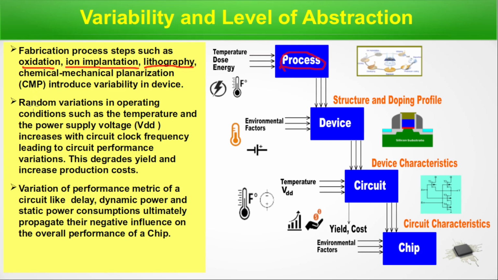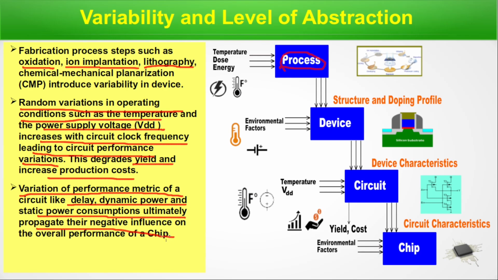Now, random variation in operating conditions such as temperature and the power supply voltage VDD increases with circuit clock frequency, leading to circuit performance variations. We are talking about when the circuit is in operation. This degrades yield and increases production cost. So from one to another, this gets changed. Now, variation of performance metrics of a circuit like delay, dynamic power and static power consumption ultimately propagate their negative influence on the overall performance of a chip. So, temperature, dose and energy make a process step in one run different from the second run.